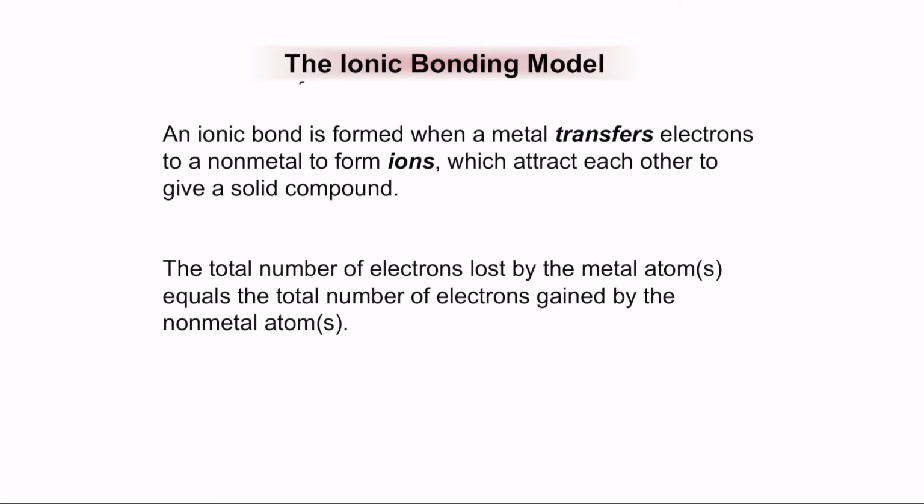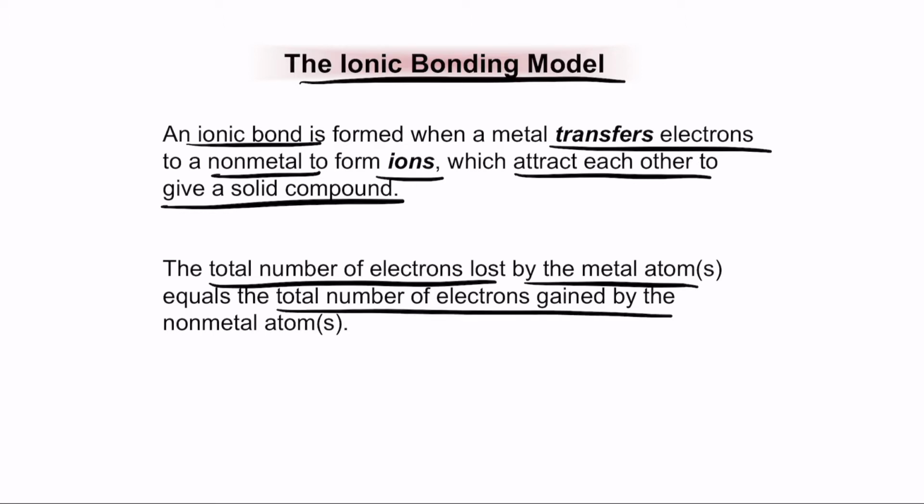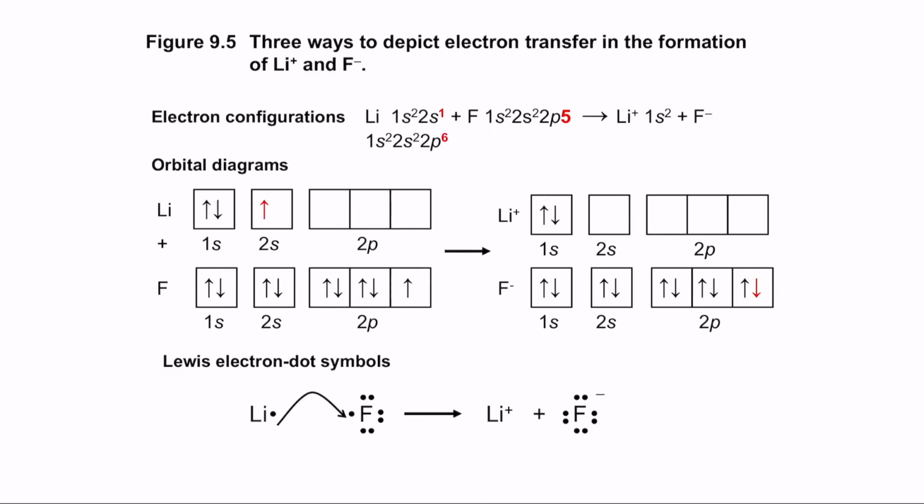So let's start with the first one, the ionic bonding model. How does an ionic bond form? It forms when the metal transfers electrons to a non-metal to form ions, and these ions attract each other in turn to create the solid compound. Here the total number of electrons lost by the metal atoms equals the total number of electrons gained by the non-metal atoms. This is important because the number of electrons itself can balance the equation.